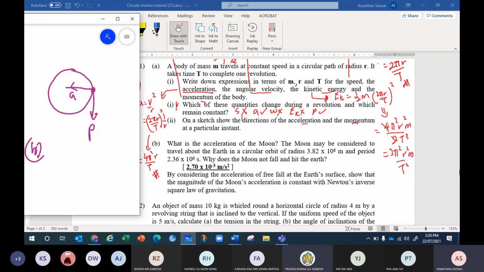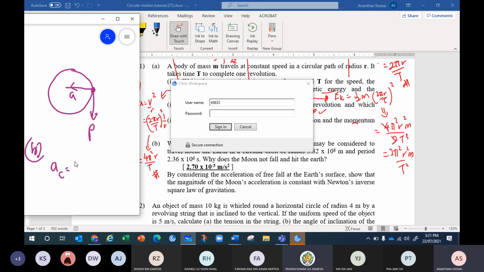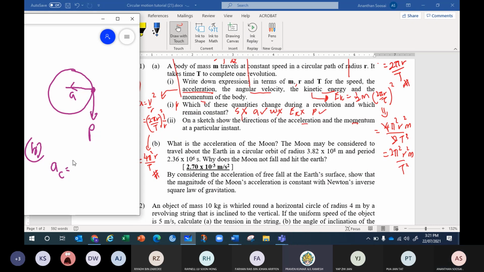Yes, sir. What formula do you think is suitable? I think you can use the angular velocity, because they want the acceleration, right? Yeah. They want the acceleration. So what is the acceleration formula in a circular motion? It's V squared over R or R omega squared, right? These two are the two equations. Which is more suitable, do you think, to be used to calculate the acceleration here?